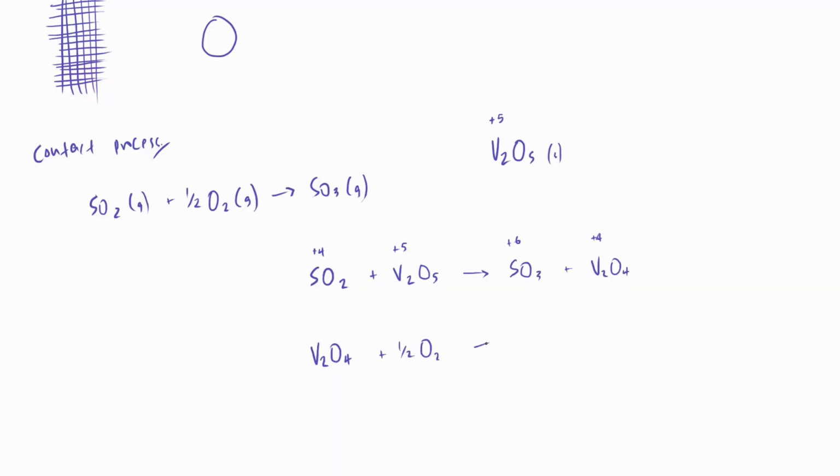So that reacts with half O2 to produce V2O5, which is great, which is what we want, because we've now made the V2O5 back, and everything's sorted. Looking at this overall reaction-wise, we exclude the V2O4 and the V2O5, and we end up with SO2 plus half O2 going to SO3, which is exactly what we want.